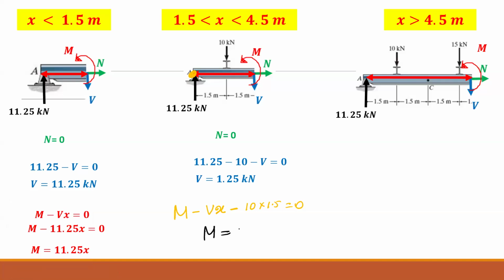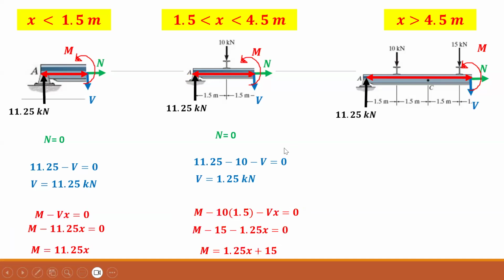Now, if you make M the subject, you can say M equals 15 plus 1.25x. Is that right? Do you get the same? If you don't understand, just tell me, I will redo it. Do you get 15 plus 1.25x? Okay, I assume all three of you got it.